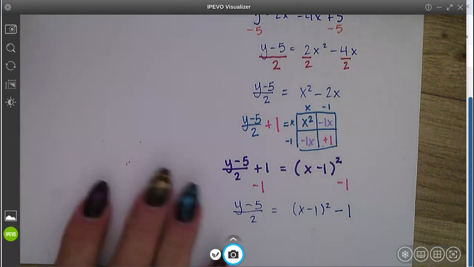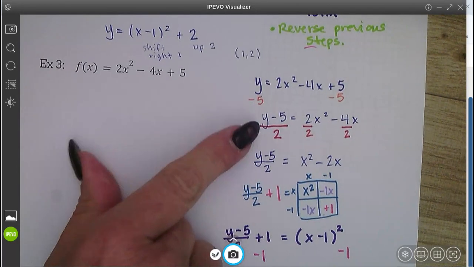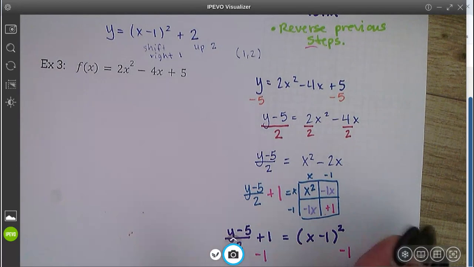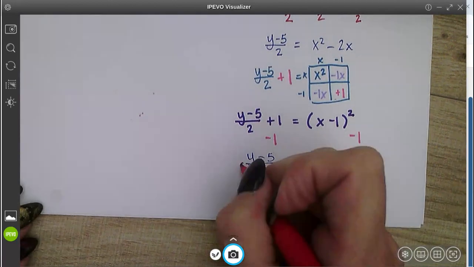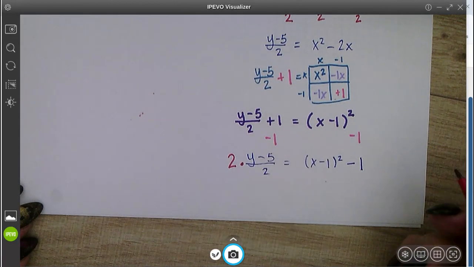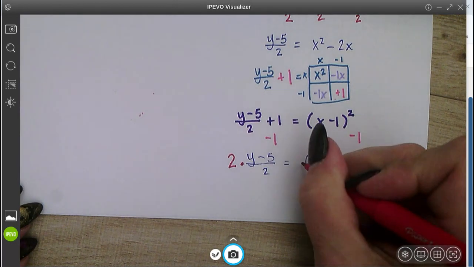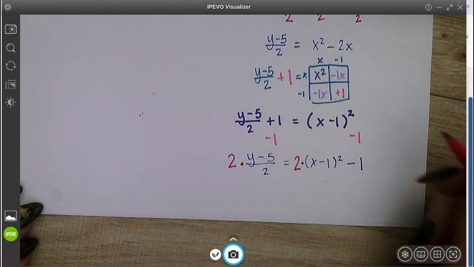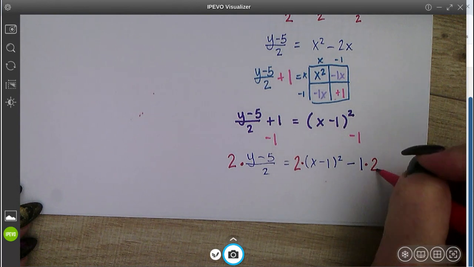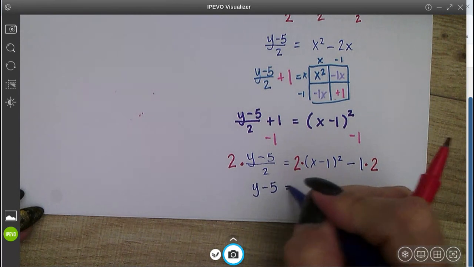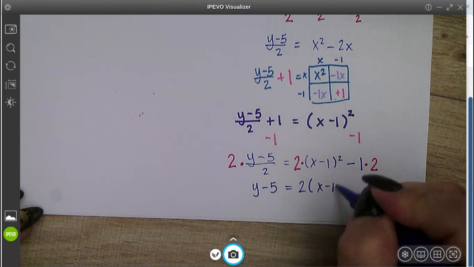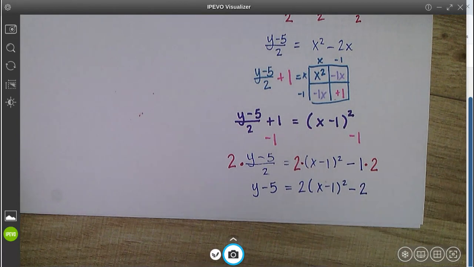The step before that, I had divided by 2. So now I'm going to undo that by multiplying by 2. So I'm going to multiply this side by 2. On the right side, I'm going to put a 2 in front of my parentheses, and I'm going to multiply this number by 2. So I have y minus 5 equals 2 times x minus 1 squared minus 2.